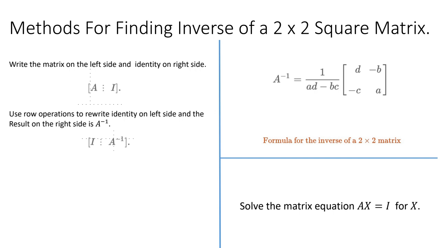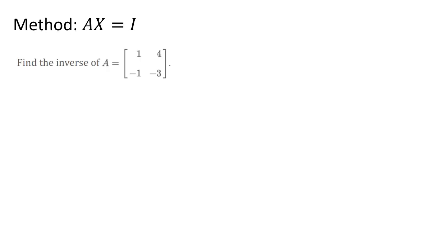Now, this is a way to find the inverse of a square matrix, but the disclaimer is that this formula only works for 2 by 2 square matrices. It doesn't work for any other size of square matrix, and it doesn't work for matrices that are not square. So this is only for finding the inverse of 2 by 2 square matrices. Let's practice using that formula for this problem. Find the inverse of A.